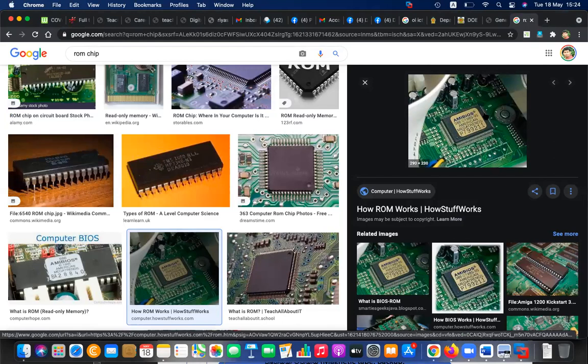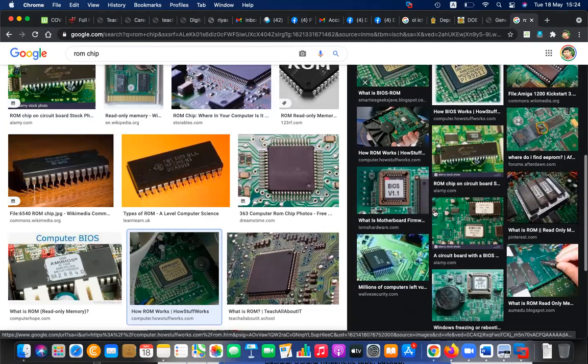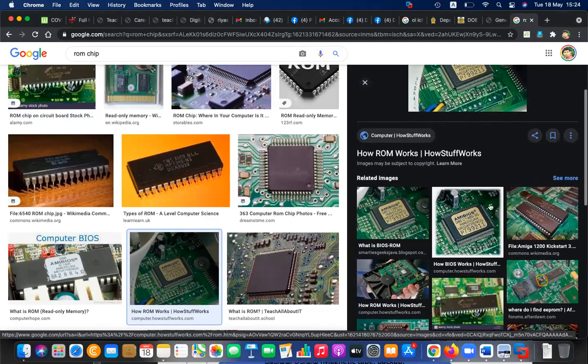AMI basic input output system. But there are some other BIOS here also, BIOS, basic input output system. That is software plus hardware.